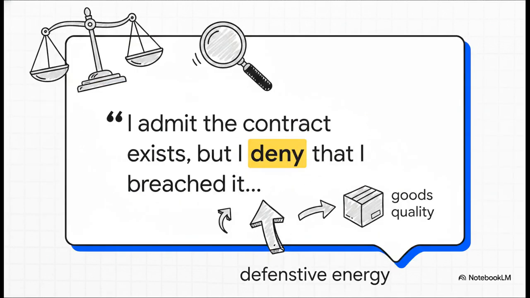Now, what's really interesting about this slide is how the defense brilliantly responds in their plea. A hypothetical defendant might say, "I admit the contract exists, but I deny that I breached it because the goods I delivered were perfectly fine." Notice the strategy here. The defendant isn't wasting time arguing over whether they signed a piece of paper, they just admit to Step 1. Instead, they focus all their defensive energy on Step 3, flatly denying the breach itself based on the quality of the goods. It brilliantly narrows down exactly what the court will have to investigate.